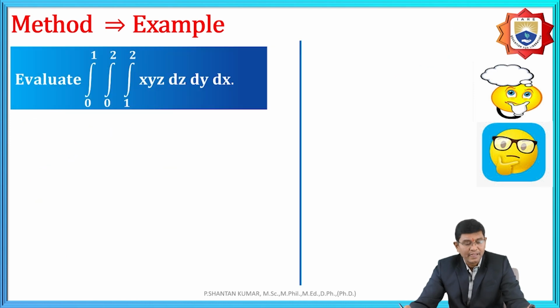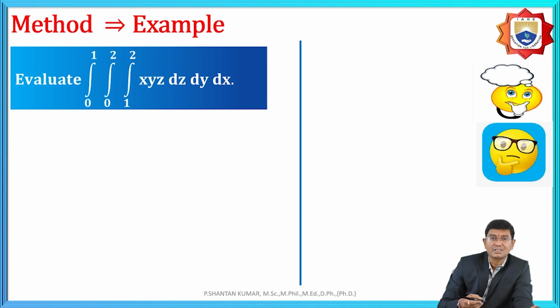For example, the limits here are also for a triple integration. The limits are 0 to 1, 0 to 2, and 1 to 2. Here also the limits are constants, with three variables corresponding one by one to z, y, x. First is z, then y and x. First we give priority to z, that means z square by 2, because xy is a constant, into z square by 2 with the upper and lower limits.